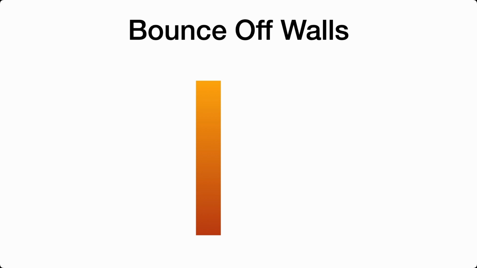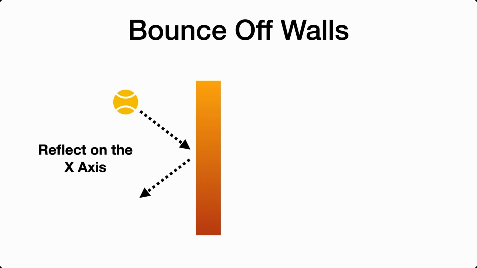Alright, bouncing off walls. This is really straightforward because one object is static and the other one's moving. Let's say we've got a ball and it bounces off a wall. All we need to do is reflect it on the x-axis. This is an x wall, and we reflect it off the y-axis if it bounces off a top or bottom wall. All we've got to do is change the velocity in the other direction.